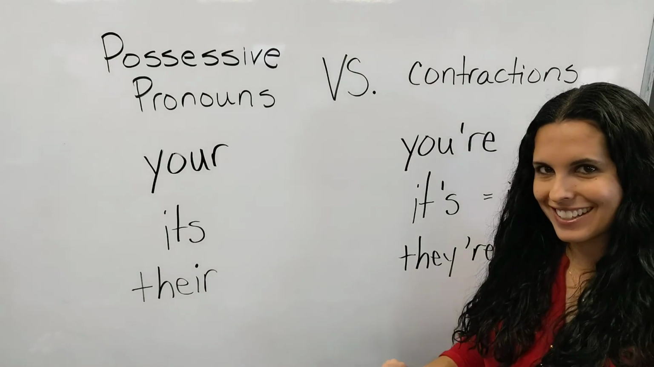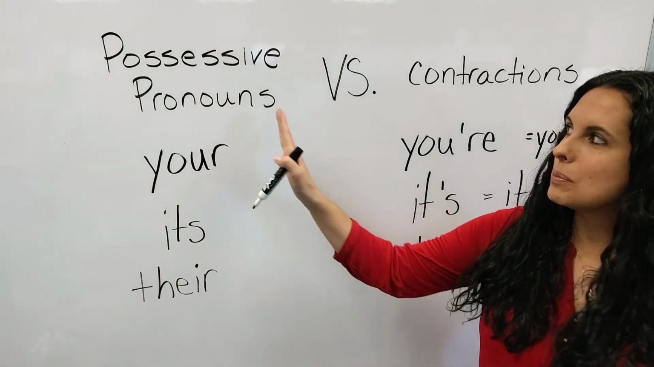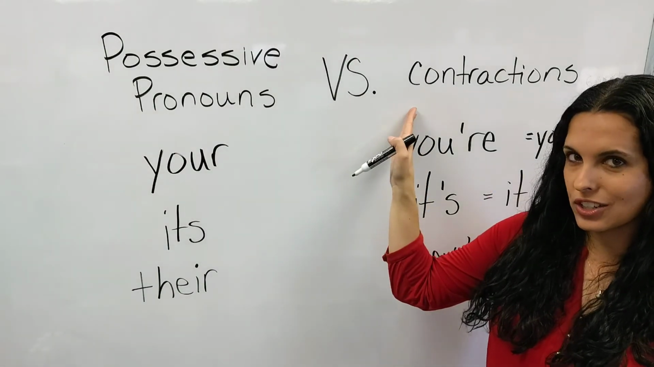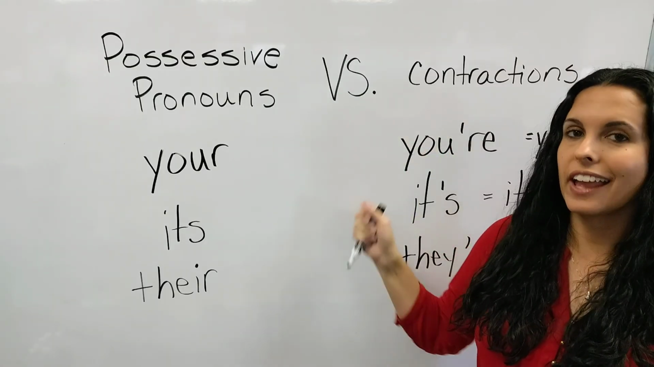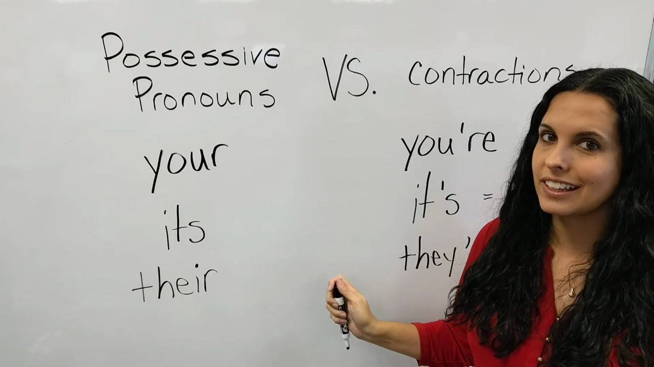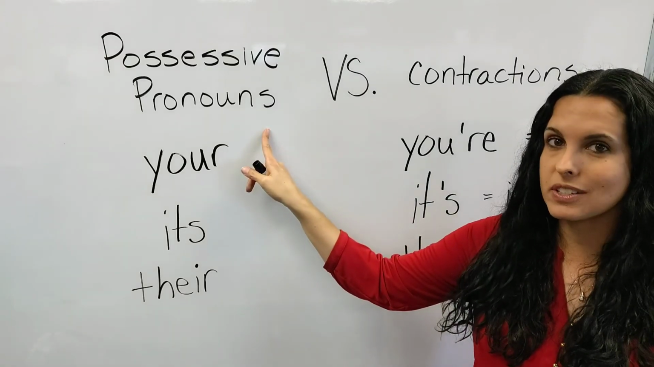So read your sentence. When you're deciding between a possessive pronoun or a contraction, take that contraction, break it up into its two words, and see if it still makes sense in that sentence. If it doesn't, then you need to use the possessive pronoun.